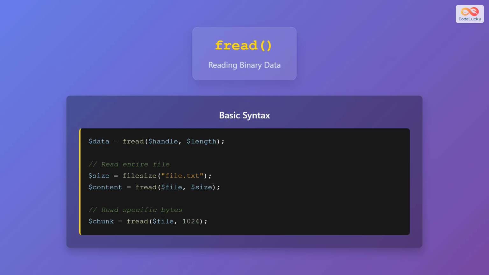Here are some examples. To read the entire file, we first get the file size using the filesize function. Then we pass the file handle and the file size to the fread function. To read specific bytes, we simply pass the file handle and the number of bytes we want to read to the fread function.